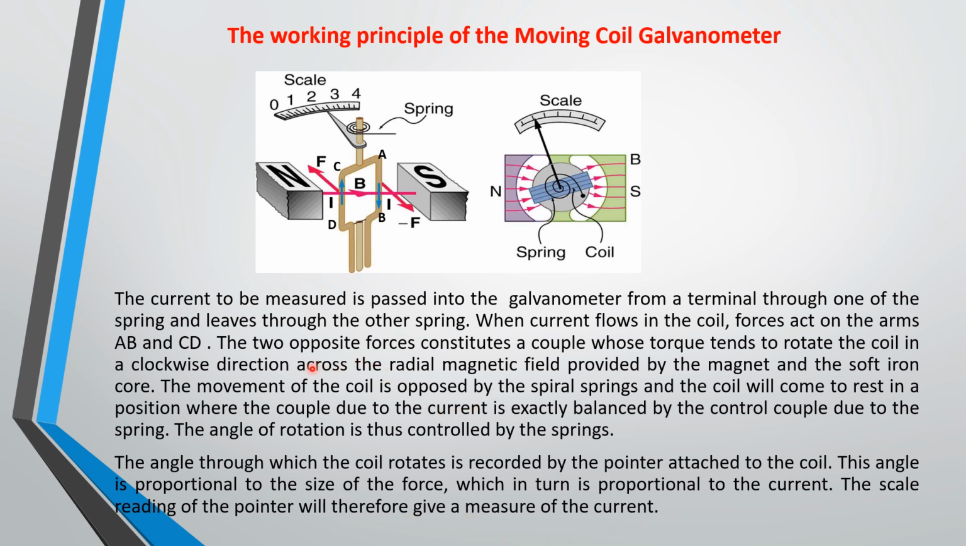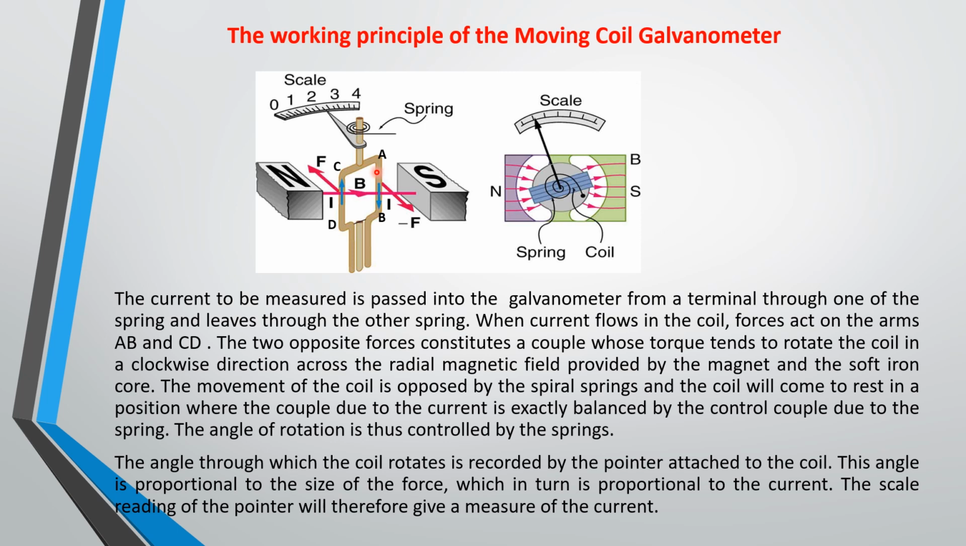What all this is telling you is that when the current comes into the coil, there is a couple. That couple will cause this coil to rotate because the torque of a couple is rotation.